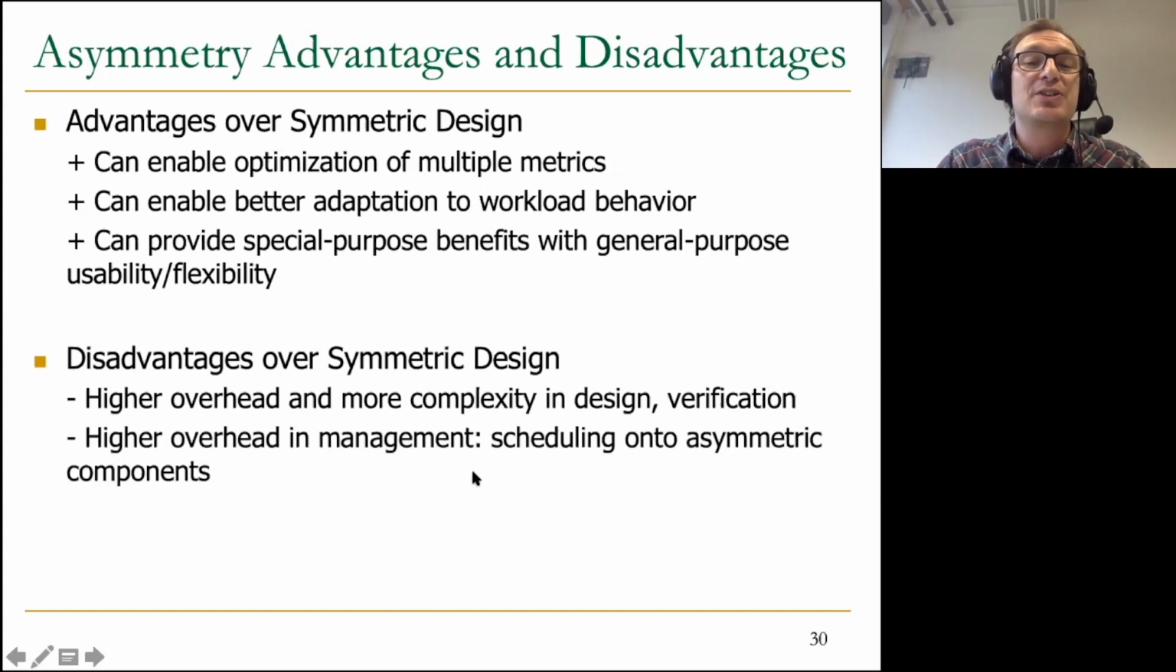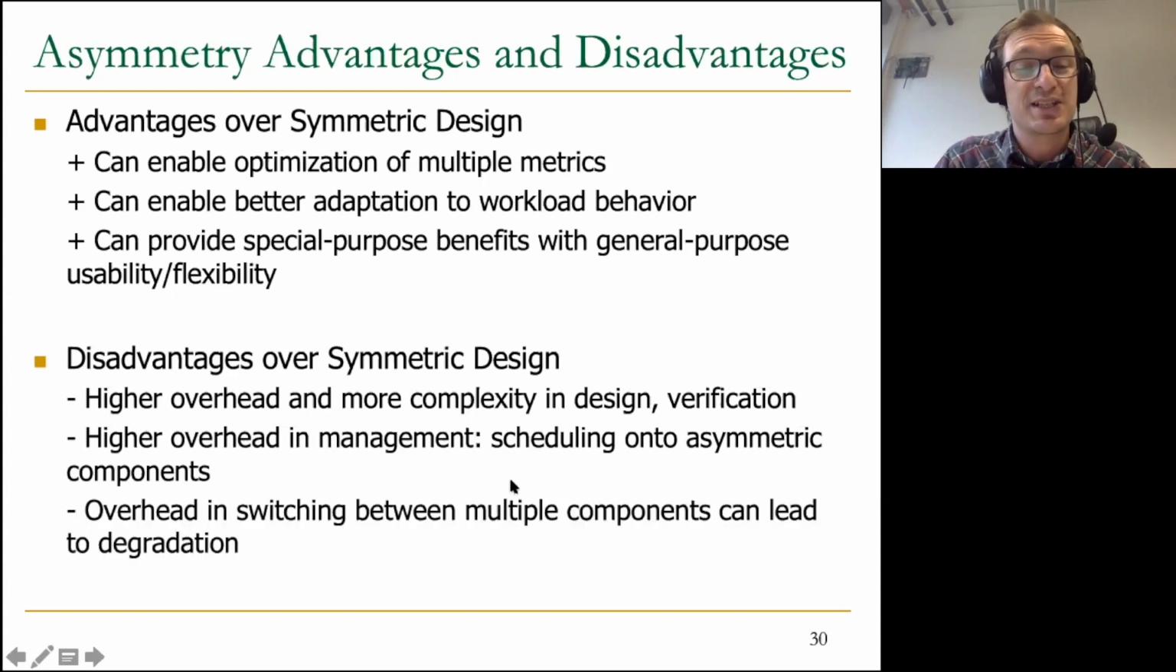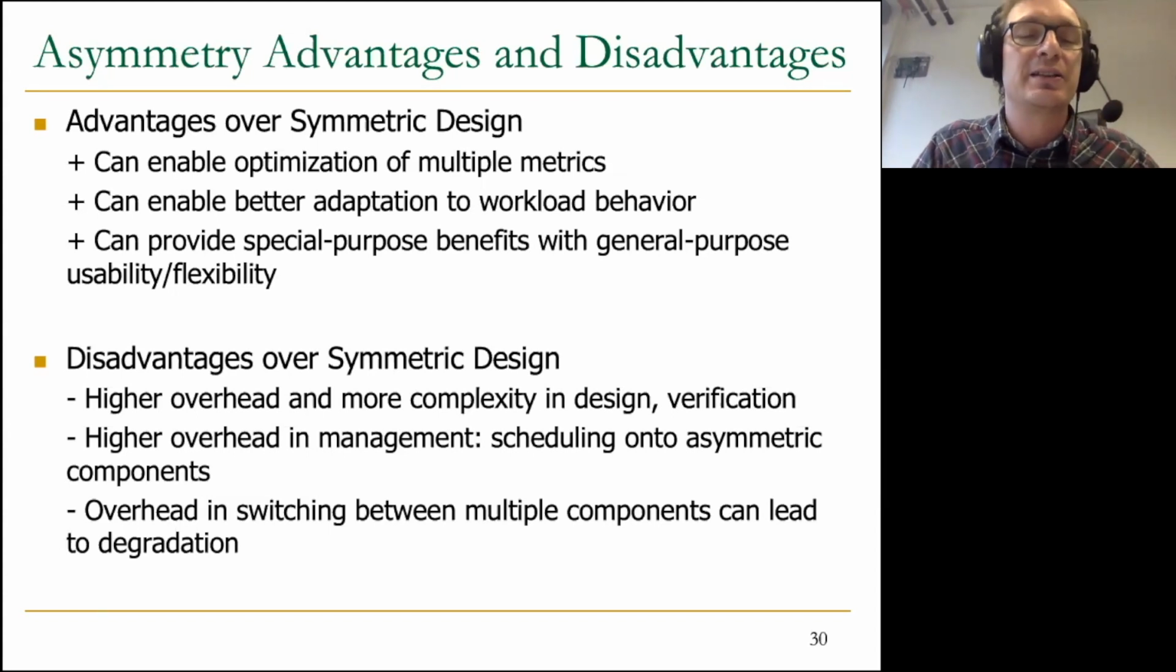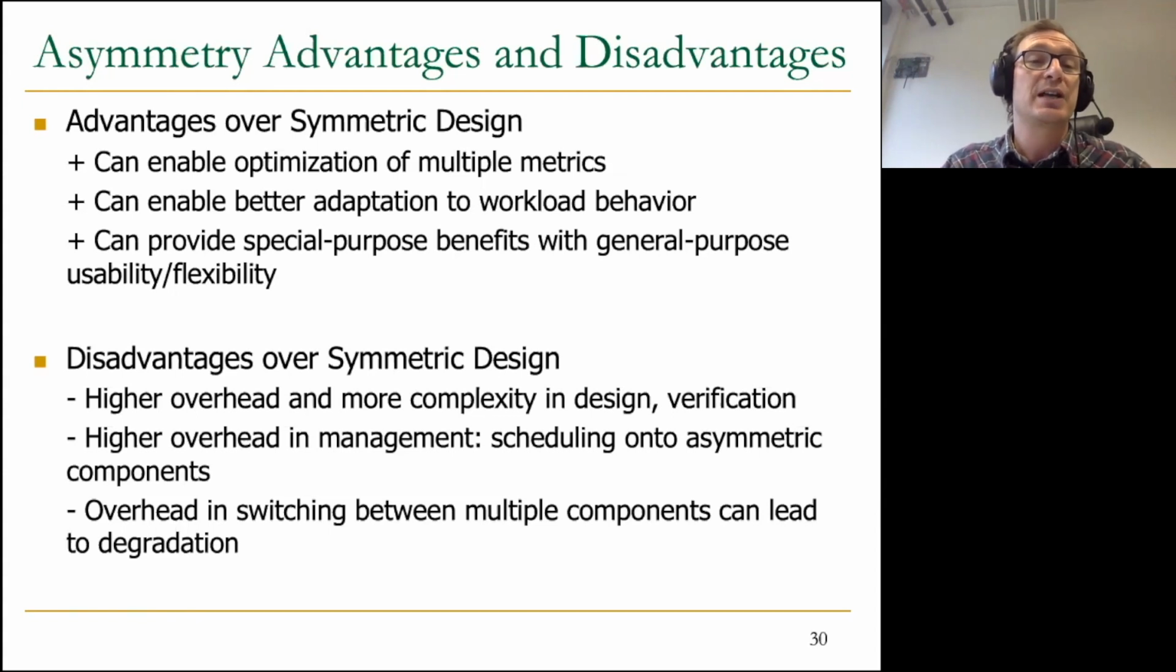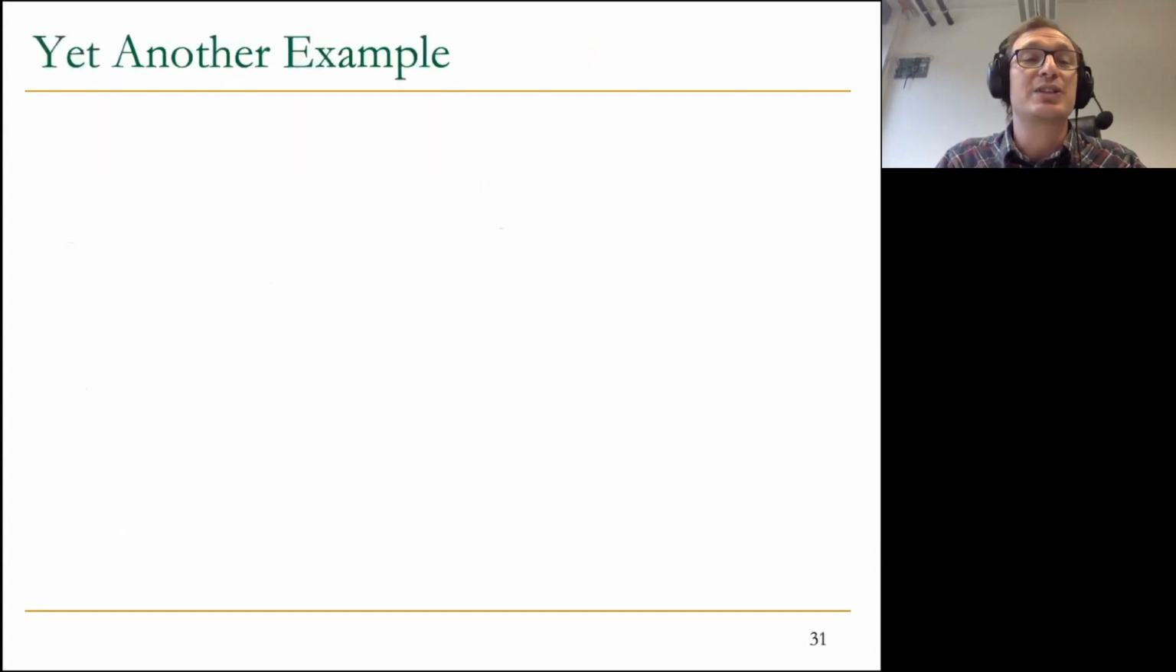You have higher overhead in management. Your scheduling decisions need to consider the asymmetry and workload match to the different resources. You have overhead in switching between multiple components. Potentially, you're executing on a big core and you decide to switch to a small core. Well, there's an overhead. At the very least, you need to warm up your caches in the small core, and you need to flush the pipeline also in the large core. And a switch can happen between a CPU and a GPU also, potentially, right? So you actually have overheads in terms of asymmetry whenever you need to exploit it. So there's design overhead, verification overhead, but there's also system level exploitation overhead that is more dynamic.